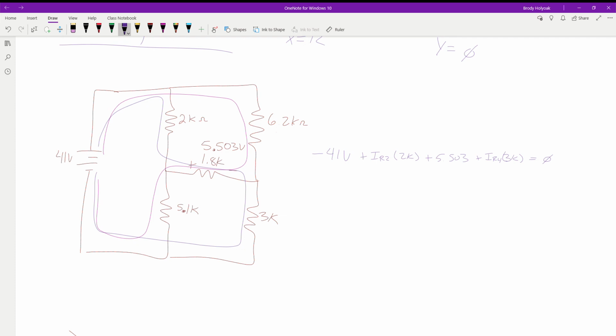How many unknowns do we have in that guy? Nope, it comes across this way. Back up to here. The pink loop does. Oh, I see. And then pink does the negative 41 volts, the plus IR. Oh, this should be IR1, not IR2. Damn it. 1. Yes.